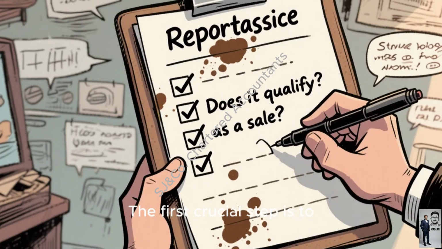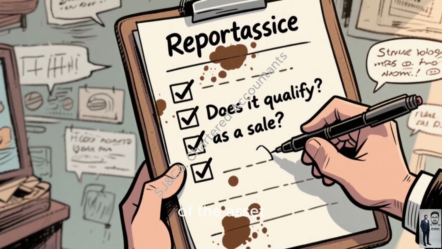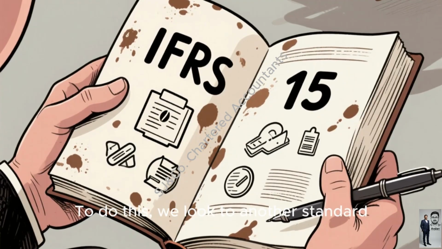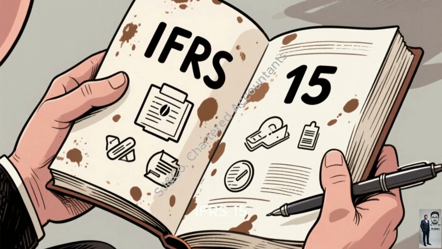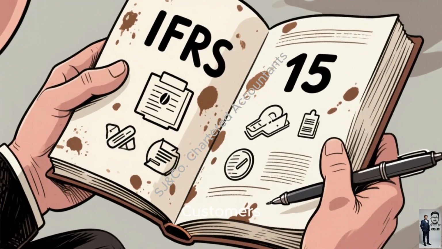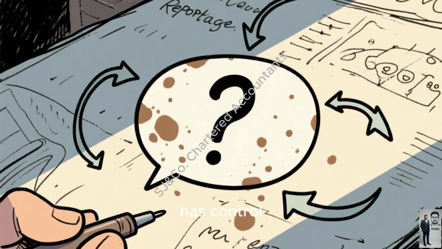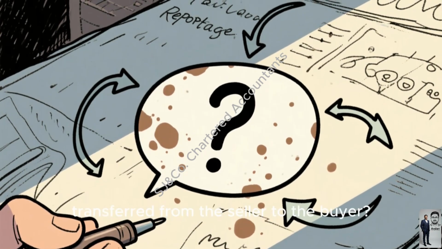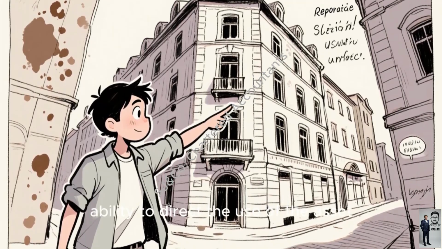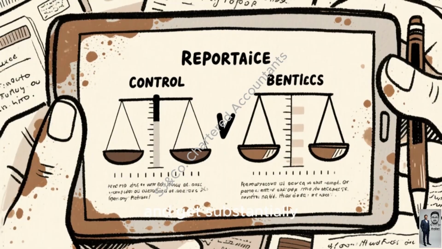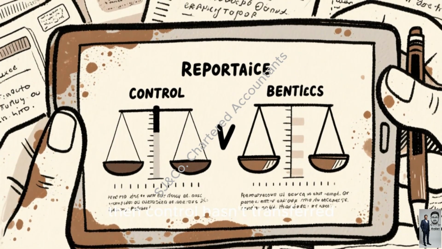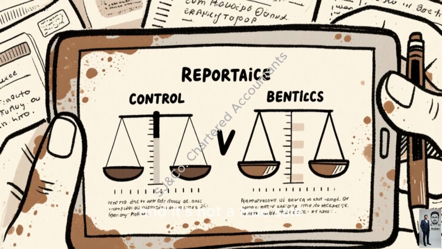The first crucial step is to determine if the transfer of the asset actually qualifies as a sale. To do this, we look to another standard, IFRS 15, revenue from contracts with customers. We need to ask, has control of the asset truly been transferred from the seller to the buyer? If the seller still has the ability to direct the use of the asset and get substantially all of its remaining benefits, then control hasn't transferred and it's not a true sale.